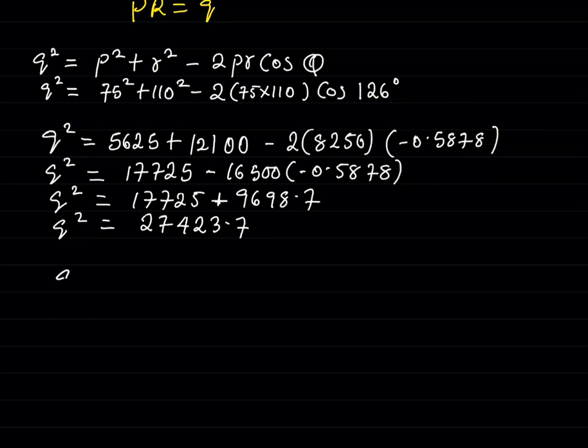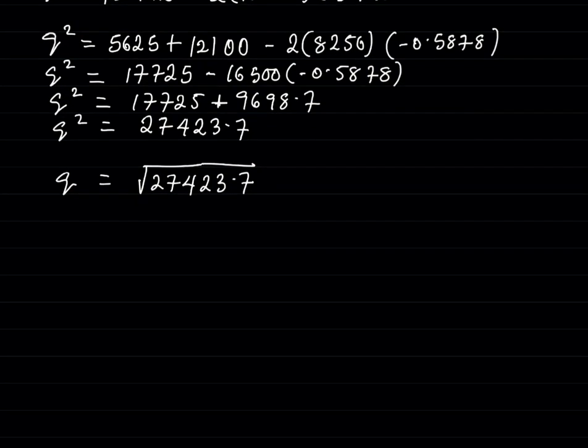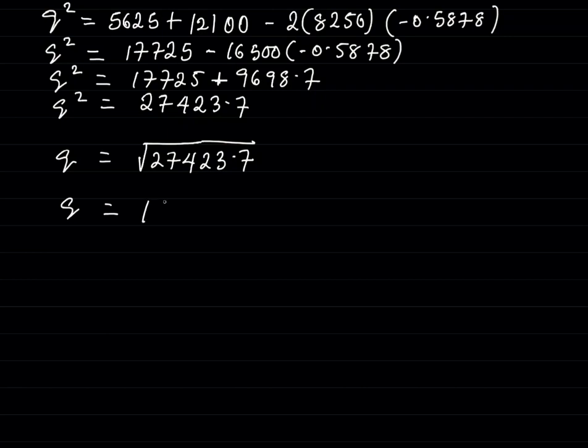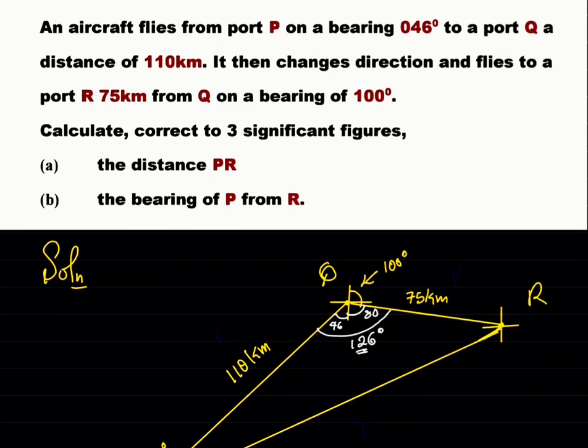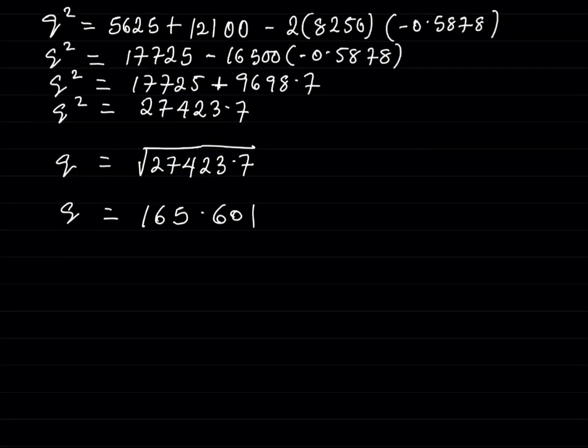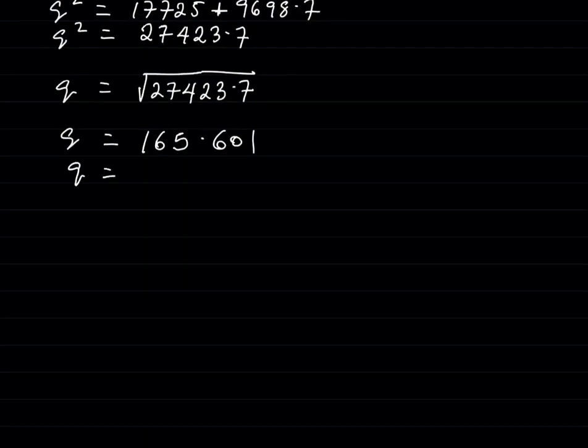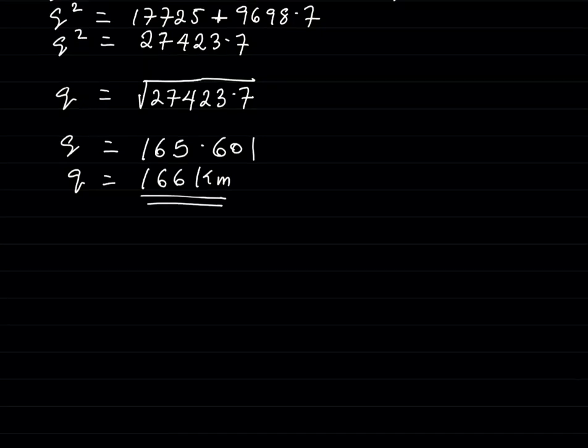Now Q squared is going to be, adding it together, I'm going to have 27423.7. But remember, my Q is going to be root of 27423.7. Now, using your calculator and actually finding the square root, Q is going to be 165.601. But recall, we are told to leave it in 3 significant figures. So therefore, my Q will be 166 kilometers. So this is the first part of the question.